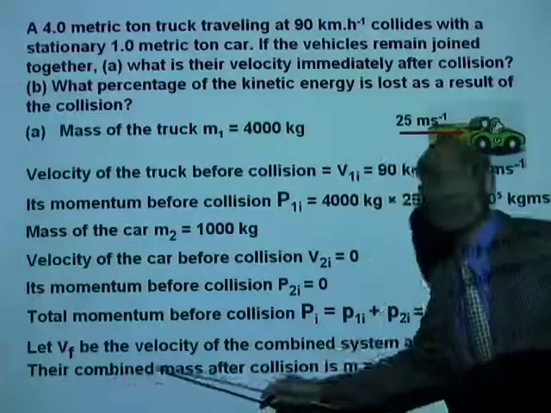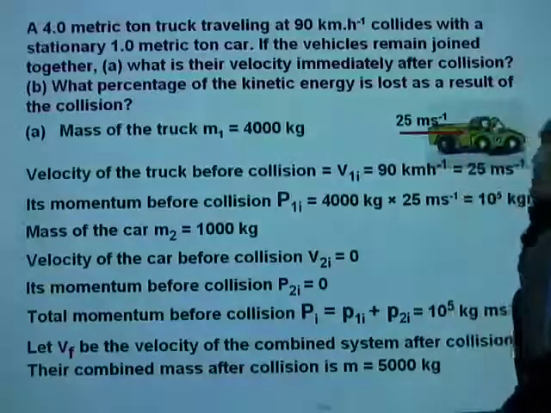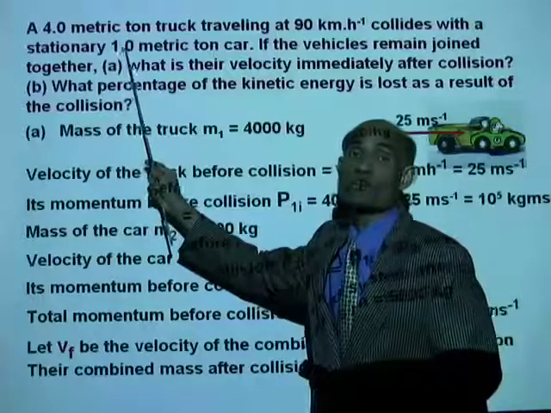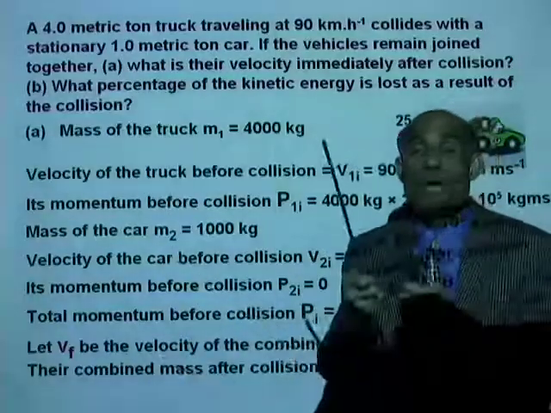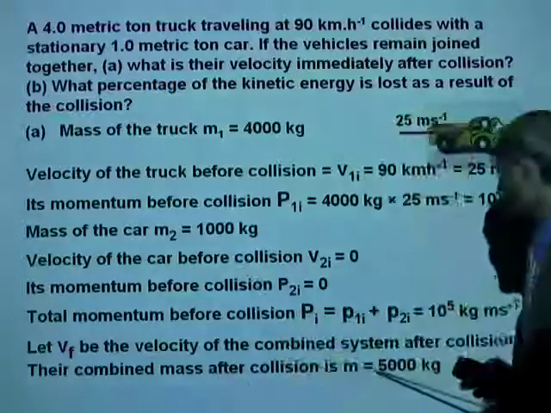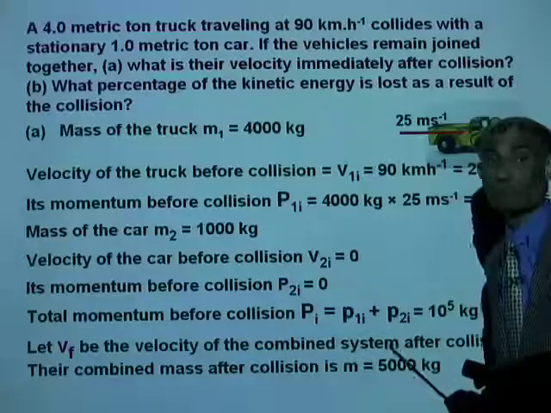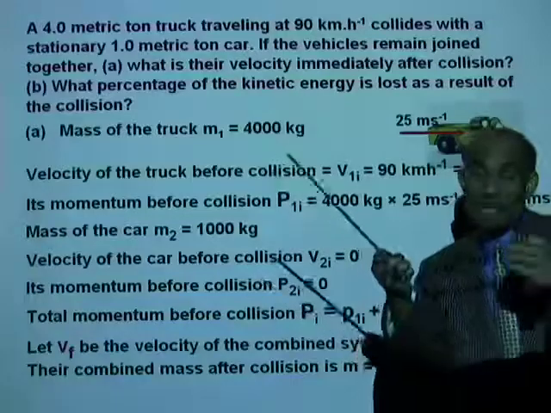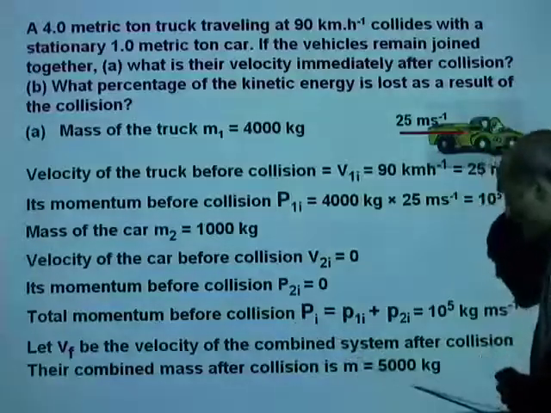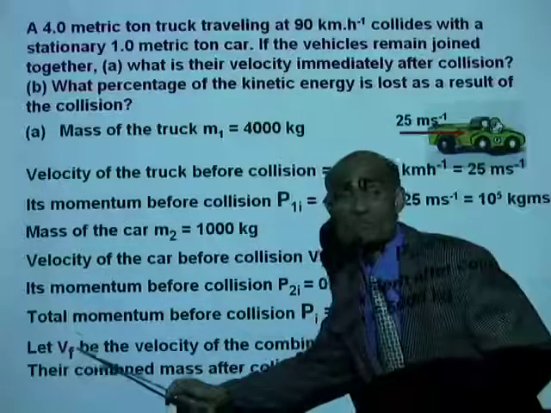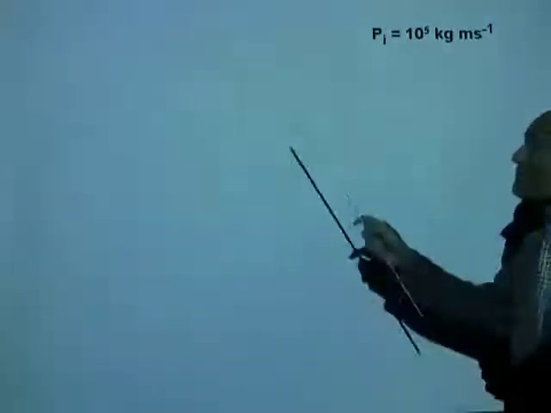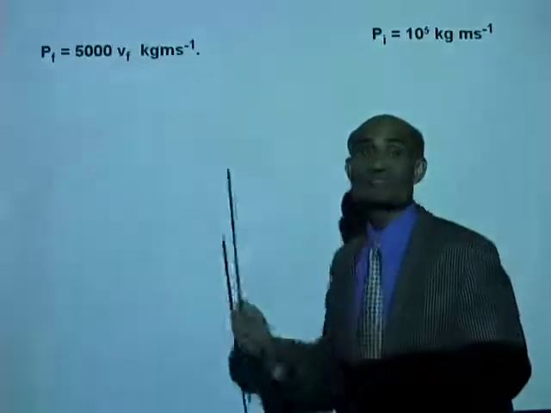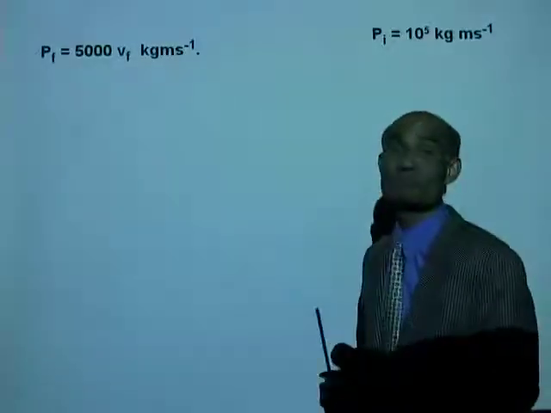Then what will be the combined mass after collision? The mass of the truck is 4 metric tons. The mass of the car is 1 metric ton. The total mass is 5 metric tons. That is 5,000 kilograms. So what is the momentum of the system? That means the truck and the car joined together. It will be 5,000 kilograms times Vf. That will be the final momentum. Let's write that down. So Pf, the final momentum, is 5,000 Vf kilogram meters per second.